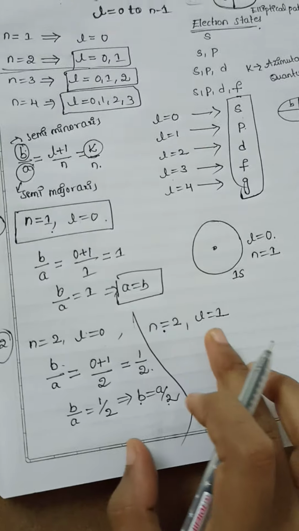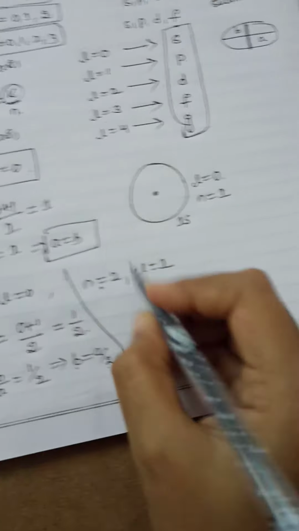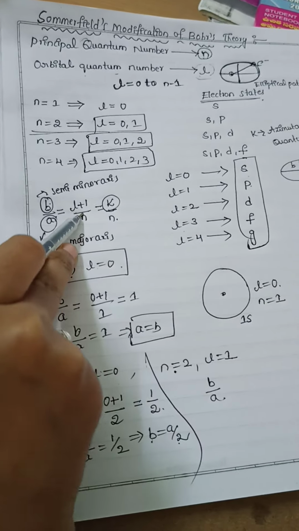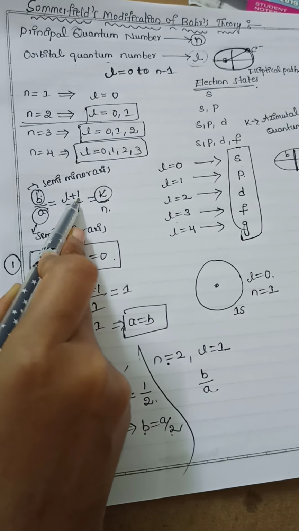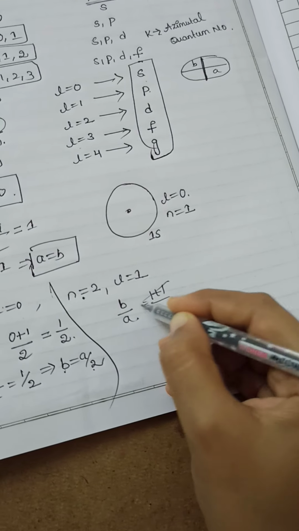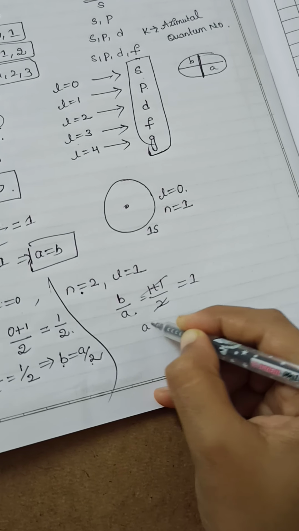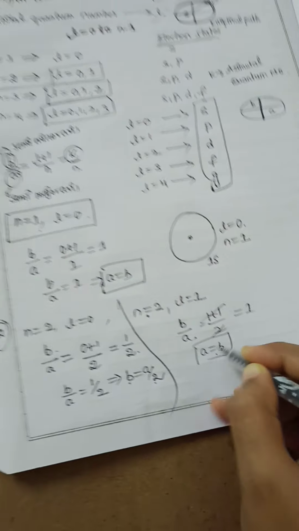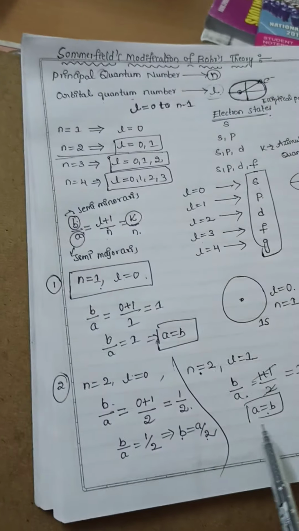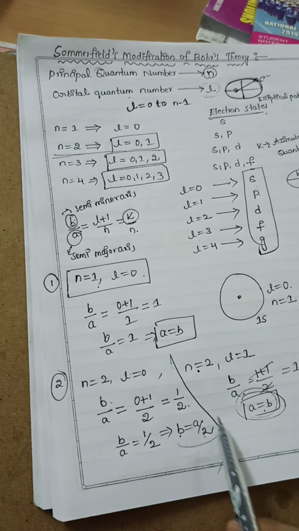So whenever n is equal to 2, l is equal to 1, substitute in the equation b by a. b by a is equal to (l plus 1) by n, with l equal to 1 and n equal to 2, so 1 plus 1 by 2, that is 2 by 2, which gets cancelled, it is 1, which means again a is equal to b. So in case of n is equal to 2, l is equal to 0, 1. So one is a circular orbit, one is an elliptical orbit.